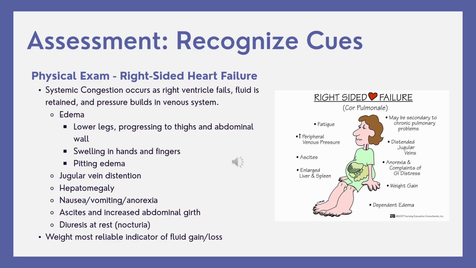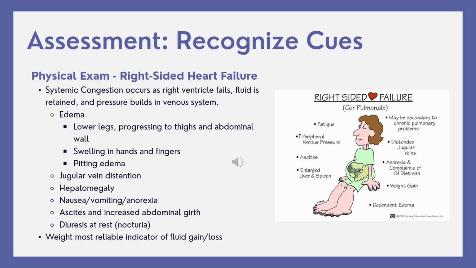This is a hallmark of right-sided heart failure. We may also see hepatomegaly or enlargement of the liver, as well as some other GI symptoms. So the liver becomes engorged, so we see right upper quadrant pain. We may see nausea, vomiting, and anorexia just simply due to that increased abdominal pressure. And ascites can also develop, which leads to an increase in the patient's abdominal girth and further discomfort.